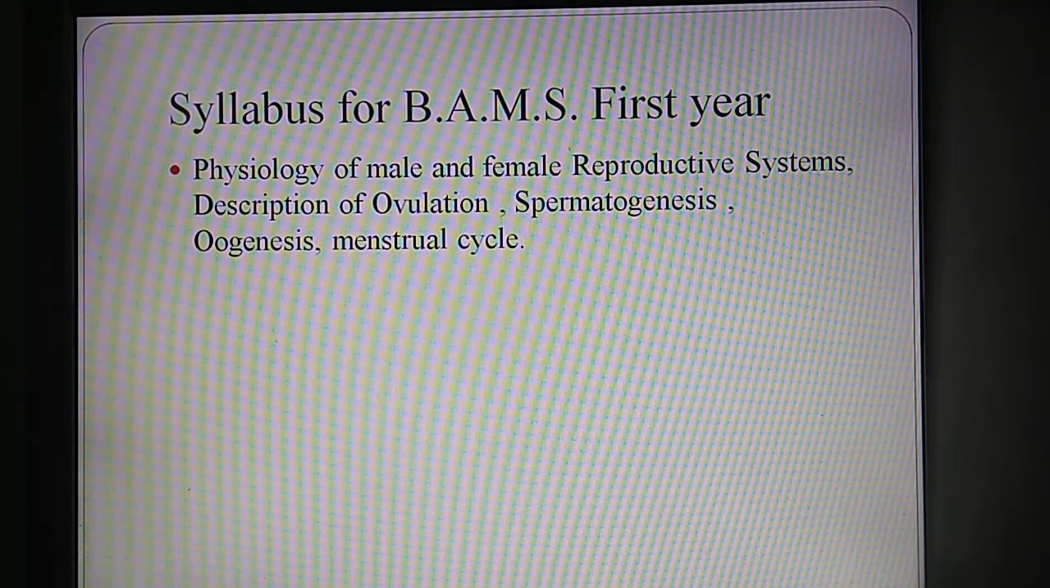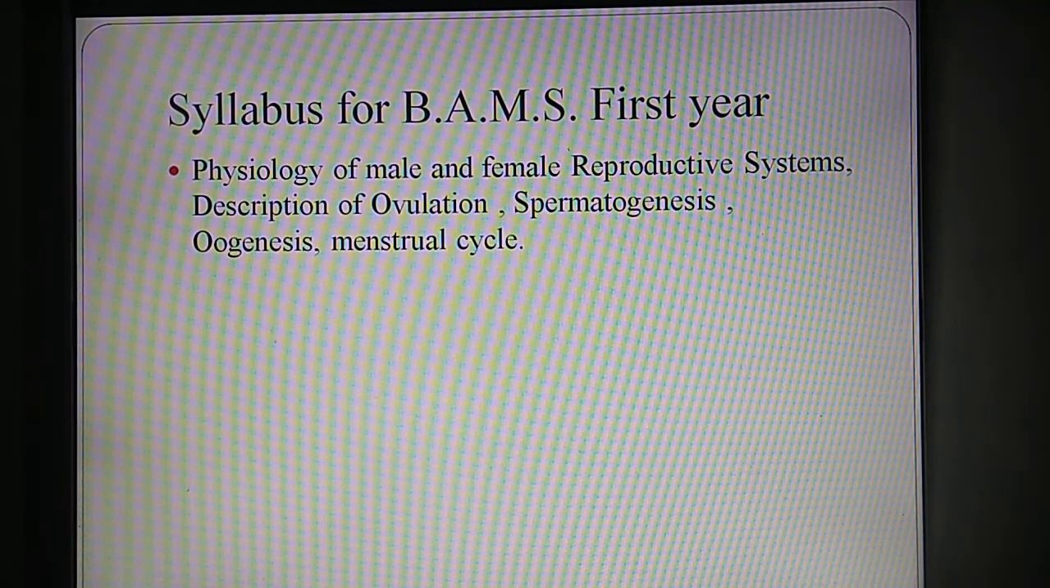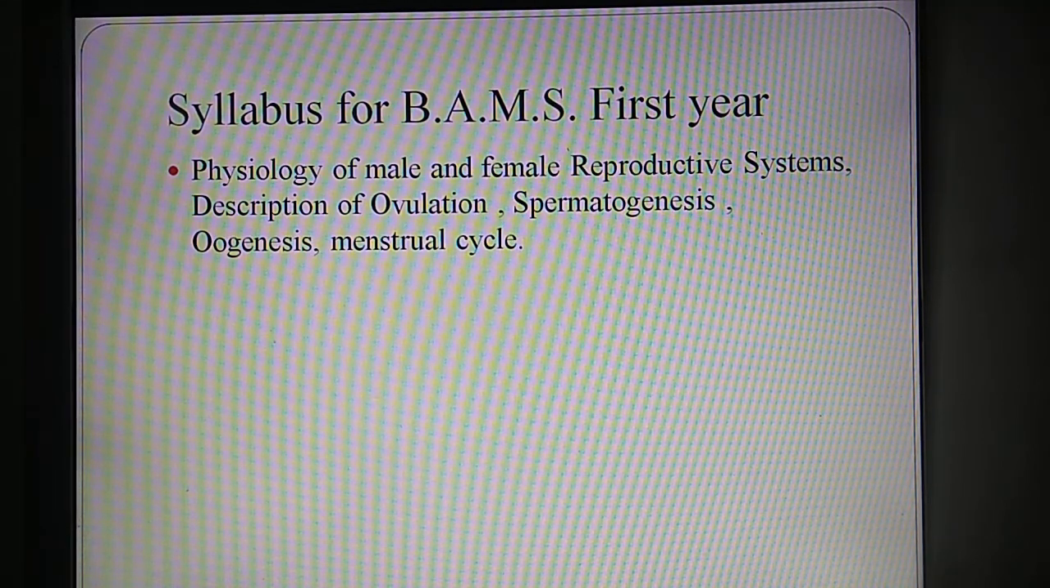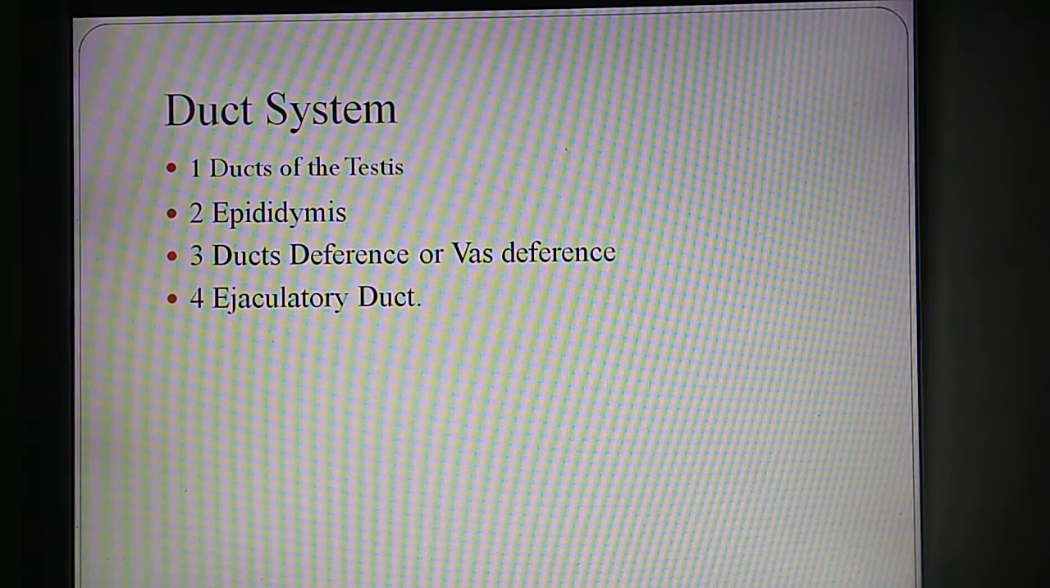The syllabus for BMS first year is physiology of male and female reproductive system, description of ovulation, spermatogenesis, oogenesis, and menstrual cycle. We are studying male reproductive system. We have seen spermatogenesis. Now, today we learn about duct system and the accessory sex glands.